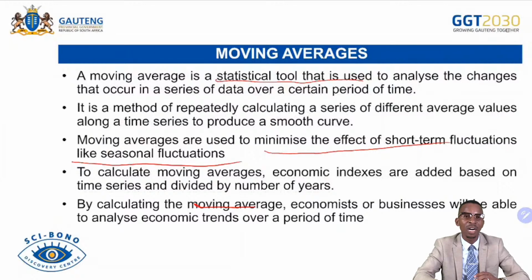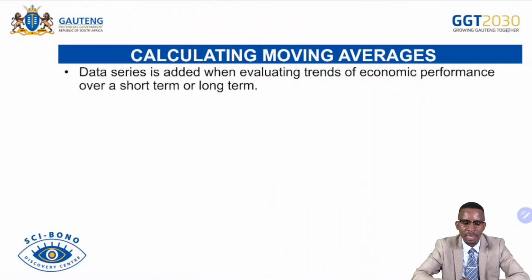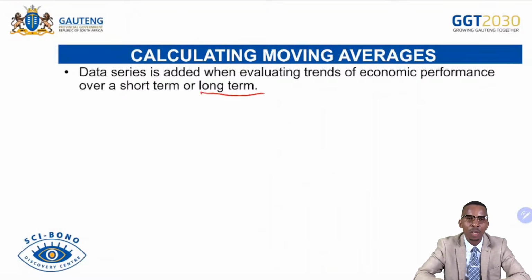Remember, if we calculate moving averages, we are able to discover the actual numbers of the growth and decline of economic activities that will be used to plot the actual business cycle. So this data series is added when evaluating trends of economic performance over a short or long term. We can use a period of 3 months, 6 months, a year, 3 years, etc. It depends on the instruction on which moving averages should be calculated.